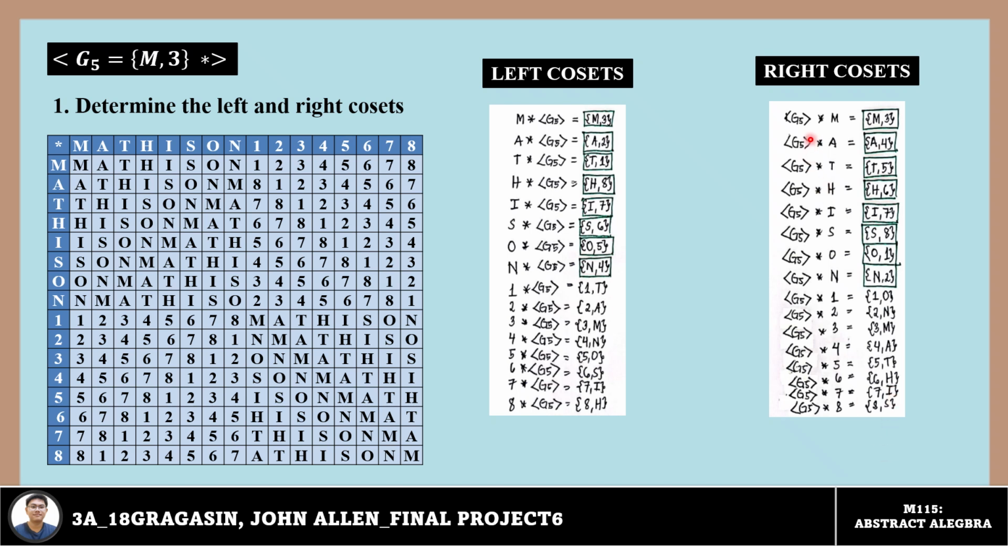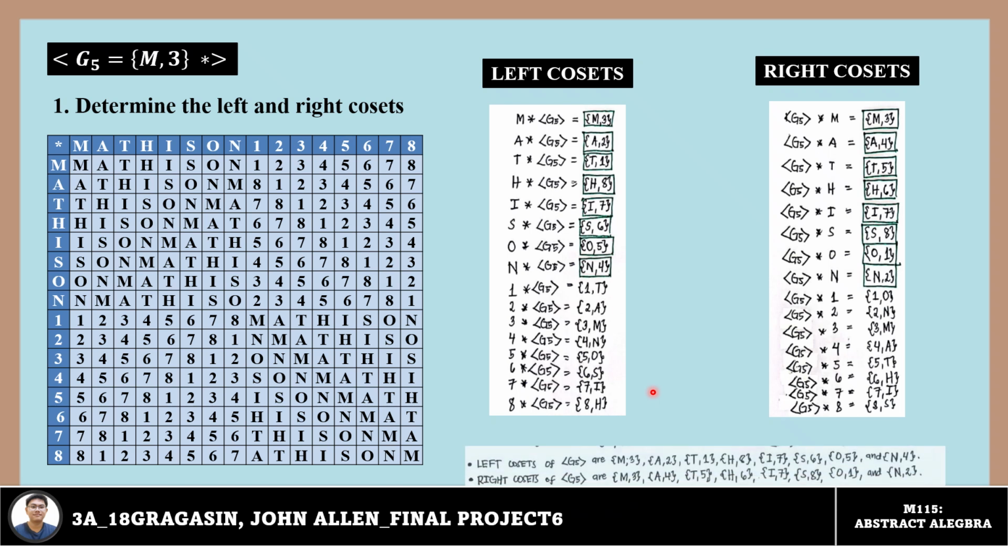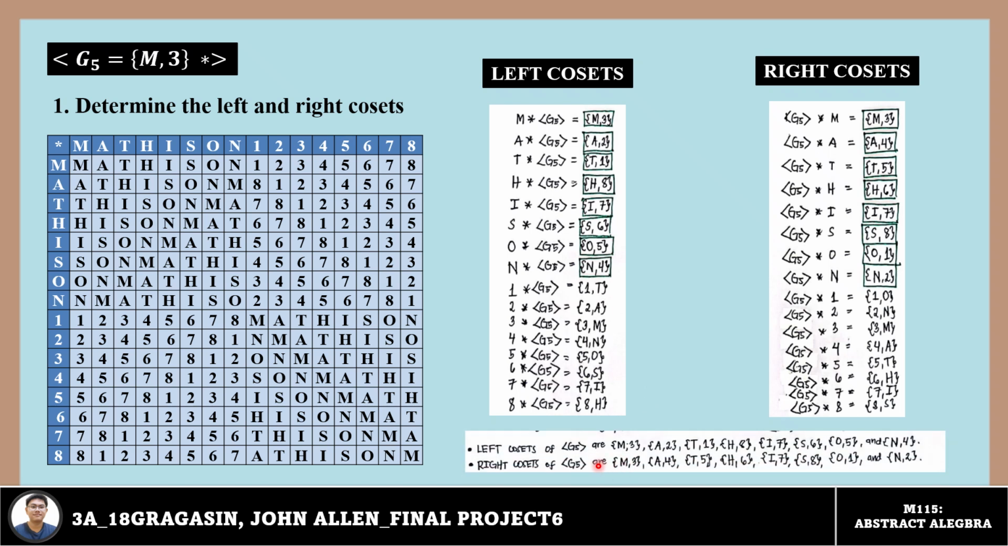In right cosets, on the other hand, we will put the subgroup first and then the elements in our group. So by checking what elements coincide in the left cosets and right cosets, we have here, for our left cosets, M and 3, A and 2, T and 1, H and 8, I and 7, S and 6, O and 5, N and 4. And for our right cosets, we have M and 3, A and 4, T and 5, H and 6, I and 7, S and 8, O and 1, and then N and 2.